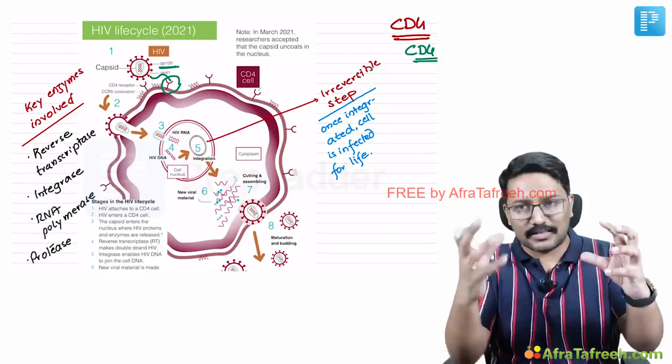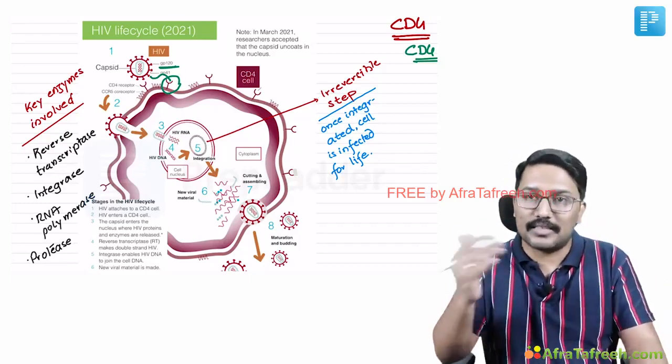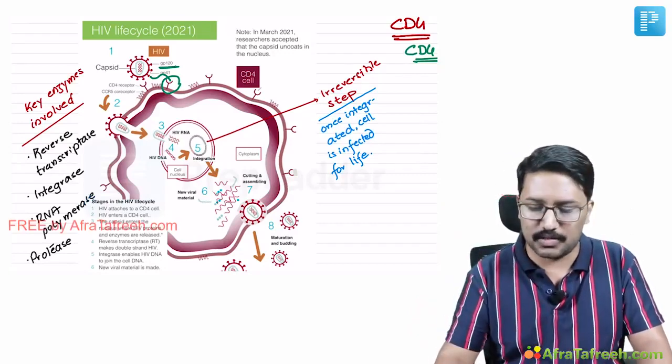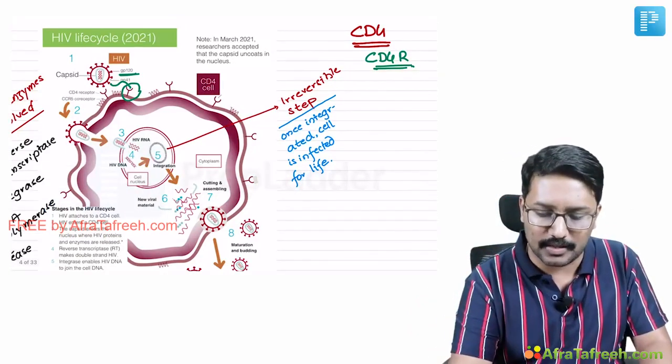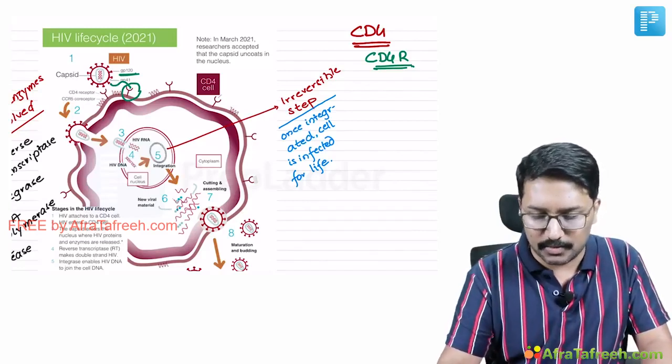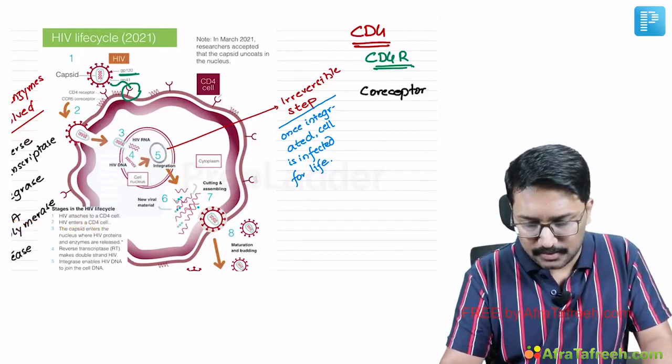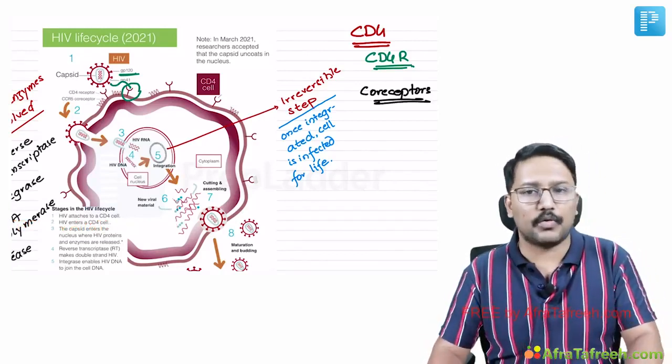Once GP120 gets anchored to the CD4 receptors, the next important step is that it has to recruit another receptor. Just merely binding to the CD4 receptor is not adequate. It has to recruit another receptor called co-receptors. This is the next important step. There are two types of co-receptors.